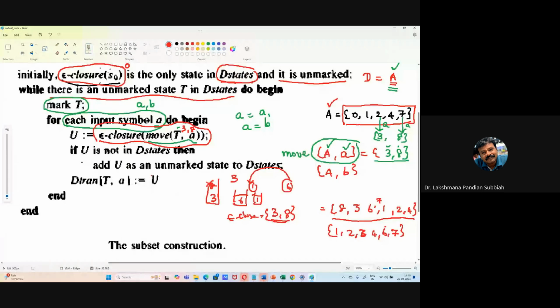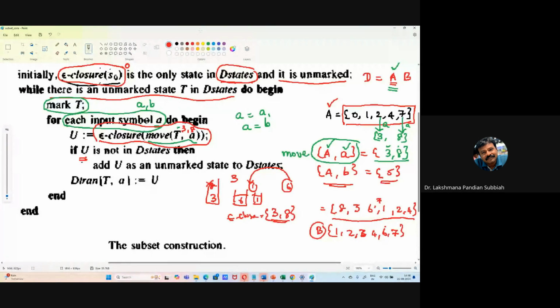Now here what you have to do is, this is not in U, right? So this is U, U is A, B. This B is not included here, so you have to add one more state in the T state. Right? Now you have to repeat this for another input, A comma B. So move T of A comma B, we are now getting 4 to 5.